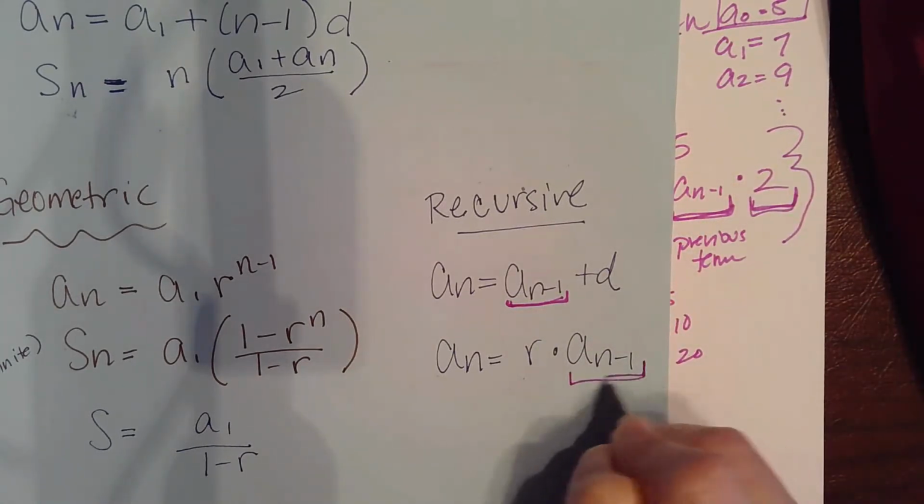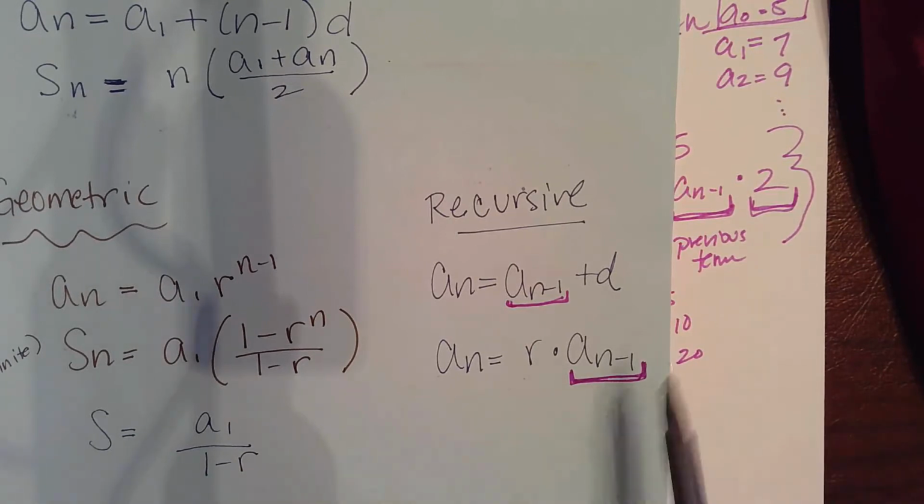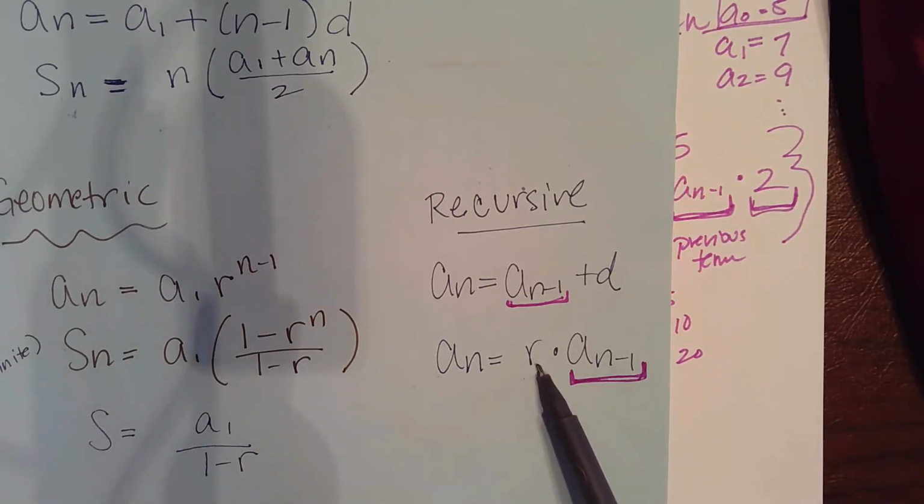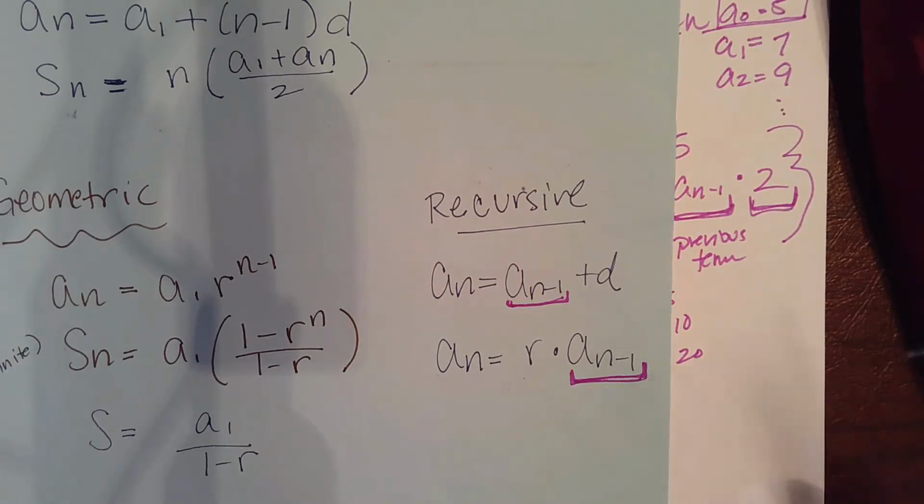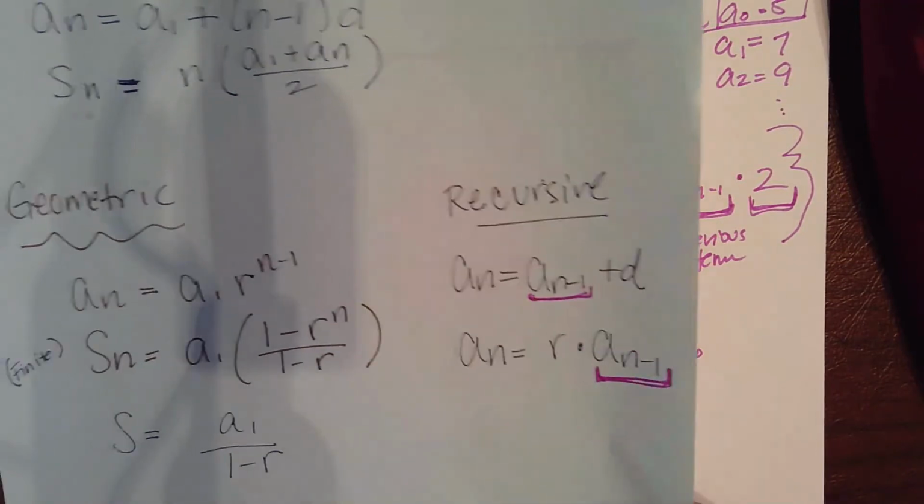In a geometric sequence, you take your previous term and multiply by a common ratio. Like in the example I just did, I multiplied by 2, so my common ratio is 2, times a sub n minus 1. That was my recursive rule. So all you're really learning here is new terminology, and a sub n minus 1 means previous term.